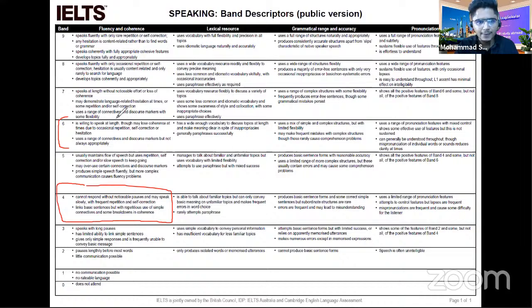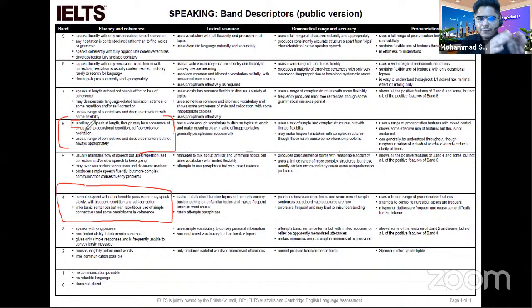Yes, Puneeti. Is willing to speak at length, though may lose coherence at times due to occasional repetition, self-correction, or hesitation. Uses a range of connectives and discourse markers, but not always appropriately. Right. Is willing to speak at length. Now, how do you speak at length? You can only speak at length if you give reasons, if you have explanation. And to give reasons and explanation, again, we need connectors, to connect our ideas.